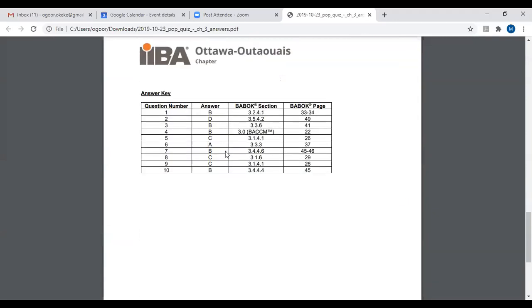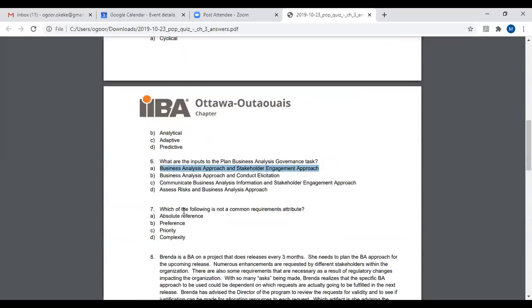The answer is B here, and we answered A. So let's check it out. Which of the following is not a common requirements attribute? We answered absolute reference. Though Harry said there was absolute reference, but we answered absolute reference. And they say the answer is preference.